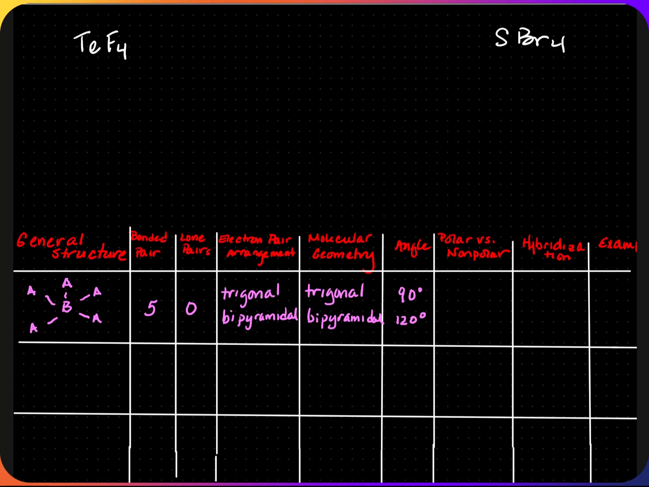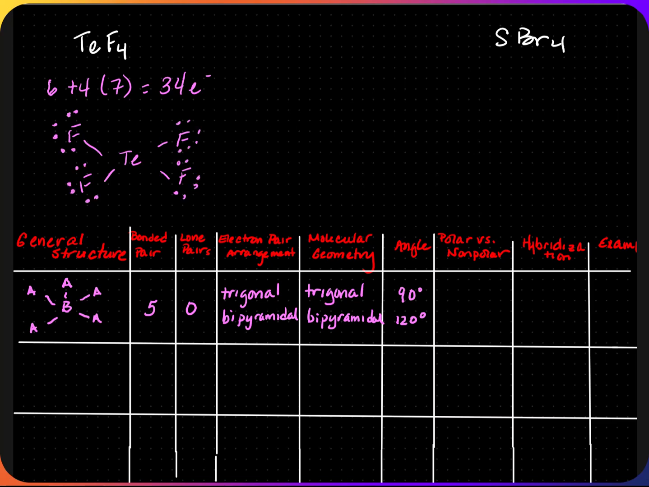Pause the video, draw the Lewis dot structure for TeF4 and SBr4, and then check your answer. Te has 6 valence electrons. There are 4 fluorines, each with 7, for a total of 34 electrons. The central atom is the least electronegative, which is Te. The fluorines are going to spread out. Each fluorine has 2 electrons from the single bond. It needs 6 more. Te has 4 bonds, so it has 8, and everything has an octet.